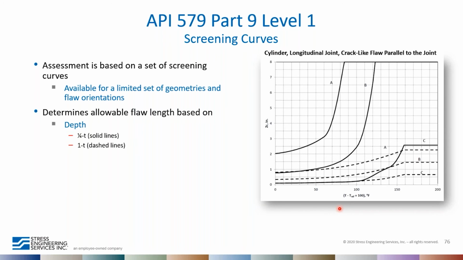And these lengths are typically based on two discrete depths. There's a 1/4 T flaw, and then there's a through wall crack, which is a 1 T depth. So the solid line represents the 1/4 T flaw, and the dashed lines are the 1 T flaw. And by the way, this chart specifically is for a cylinder longitudinal joint with a crack-like flaw parallel to the joint. So there's a similar chart for different geometries.